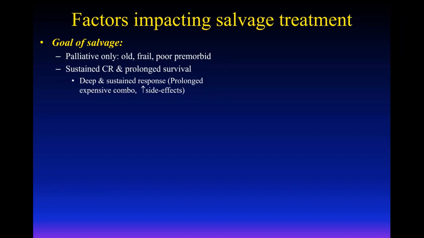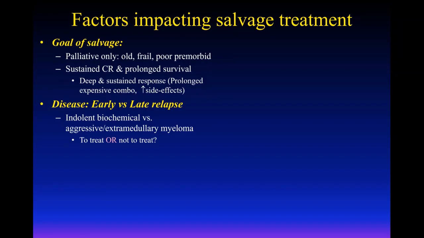Or it is something about the disease: is it an early or late relapse, is it an indolent biochemical relapse, or sometimes the patient may present with aggressive relapse with extramedullary disease. And also the factors inherent to the patient: the age, performance status, and whether the patient has comorbidities or organ failure. And then, what drugs do you want to use? It depends on the prior treatment.